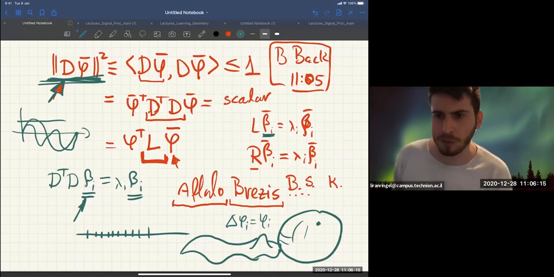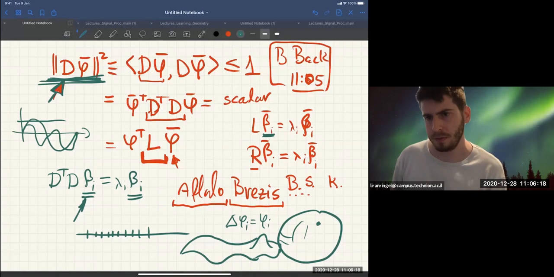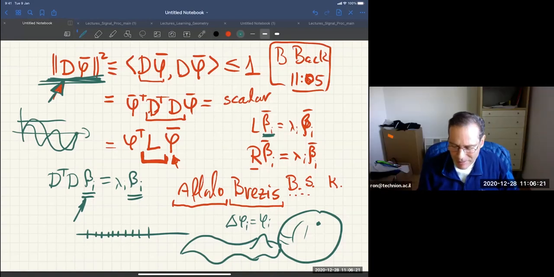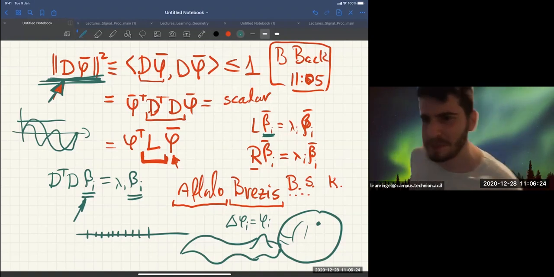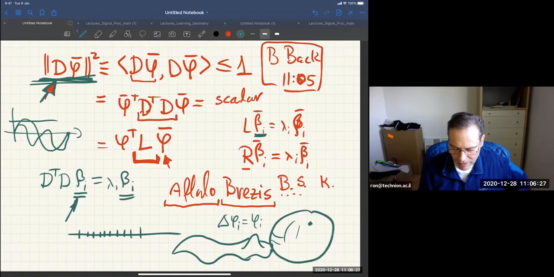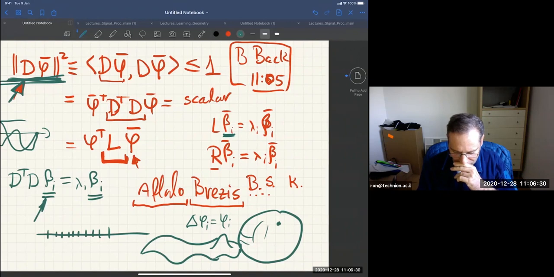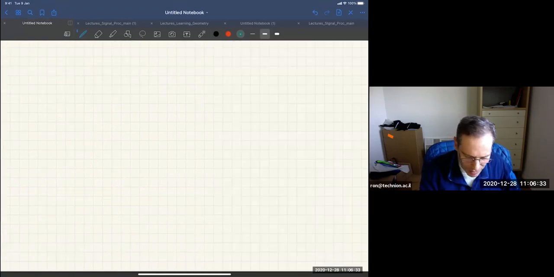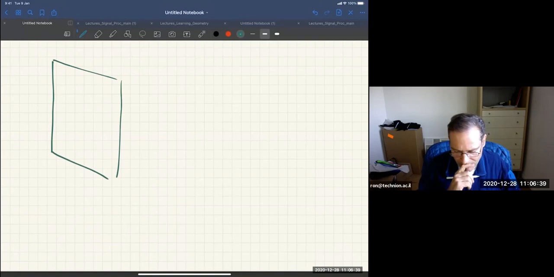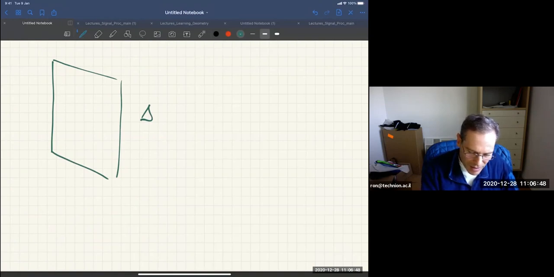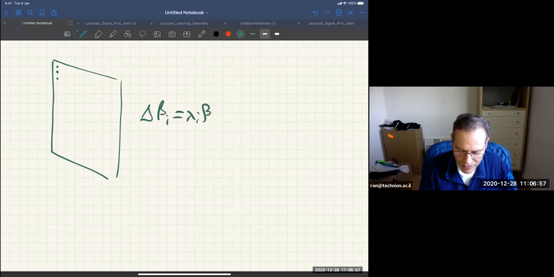Let me give you an example, and then we could relate to the PCA. In the PCA, you do exactly the opposite. Assume that I'm looking at a sheet of paper on an XY coordinate, and I'm looking for the Laplacian for this sheet of paper. This is how the derivative would look. It would be my D and D transpose, and the Laplacian would produce for me the betas, which would be nothing but the Fourier transform.